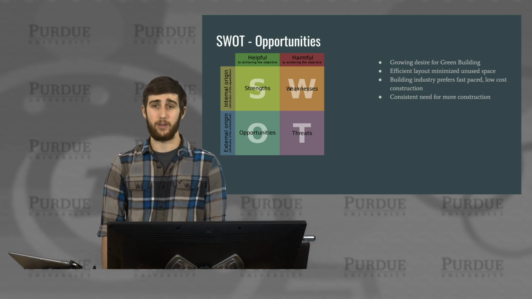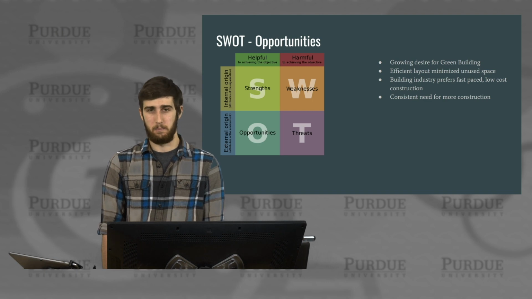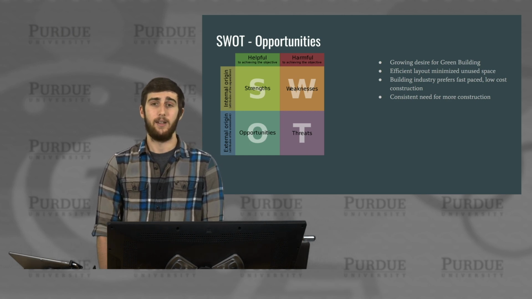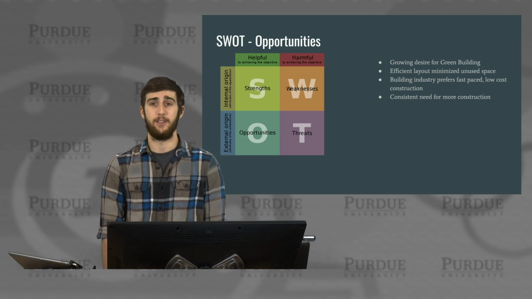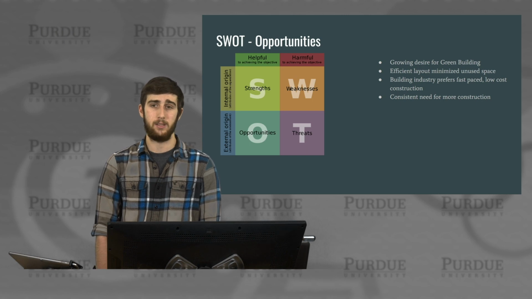First off, there's a growing desire for green buildings or LEED qualified buildings. Modular construction is very green in how it's produced and how it acts in the environment as a whole, and therefore it is a very green way to build. Next, there are very small layouts for modular buildings. This produces a smaller physical footprint, which is useful for cities and cramped spaces.